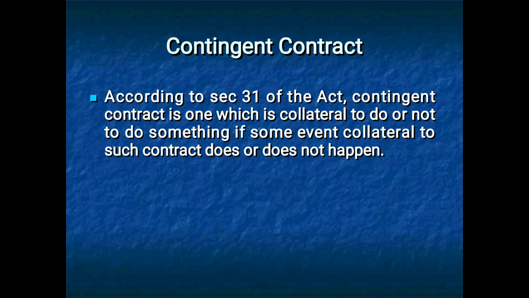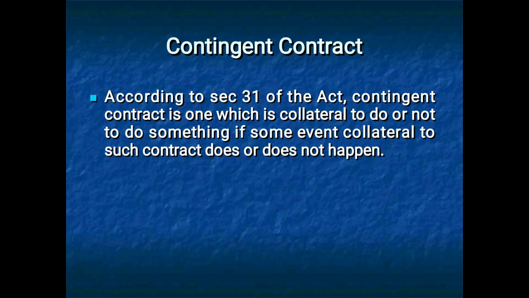First one, contingent contract. Contingent means may or may not happen. In this type of contract, the performance or non-performance of a contract is based on the happening or non-happening of certain events. The Indian Contract Act 1872, in Section 31, defines the contingent contract. It explains that if some event collateral to the contract happens or does not happen, then it is called a contingent contract.